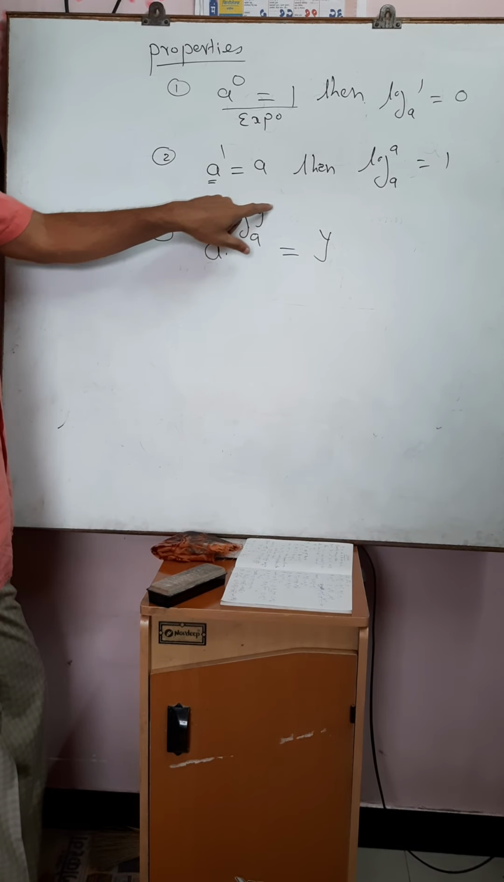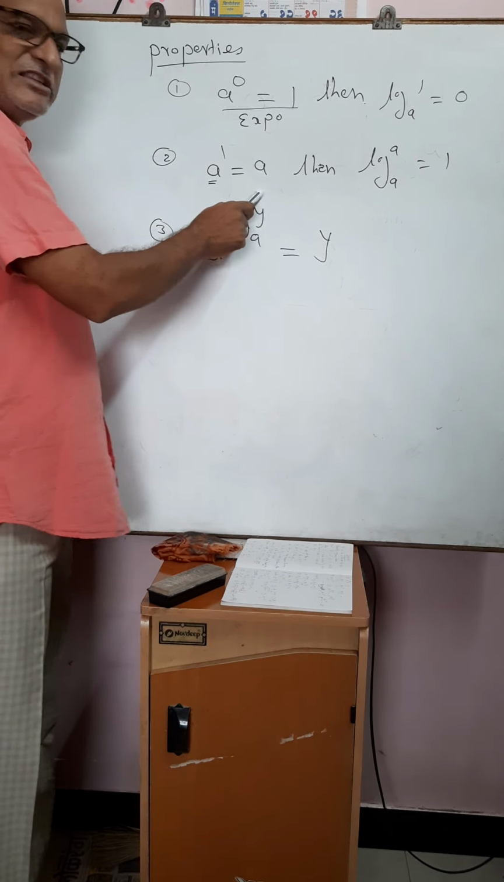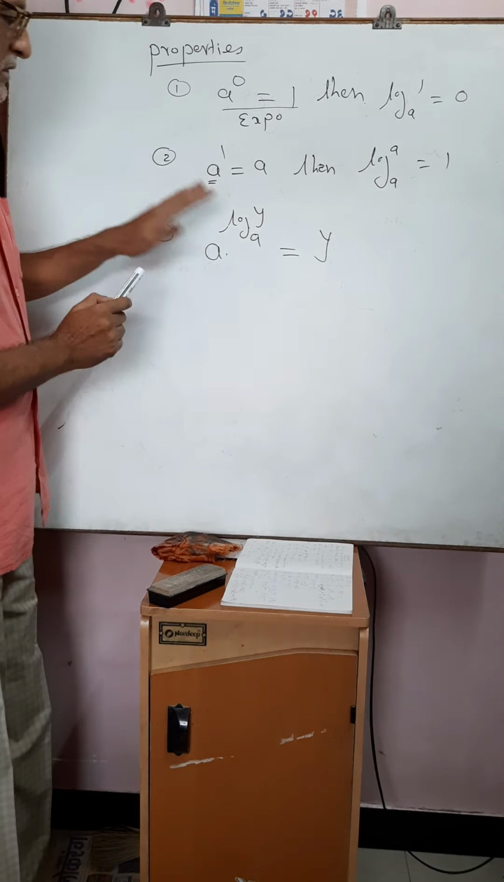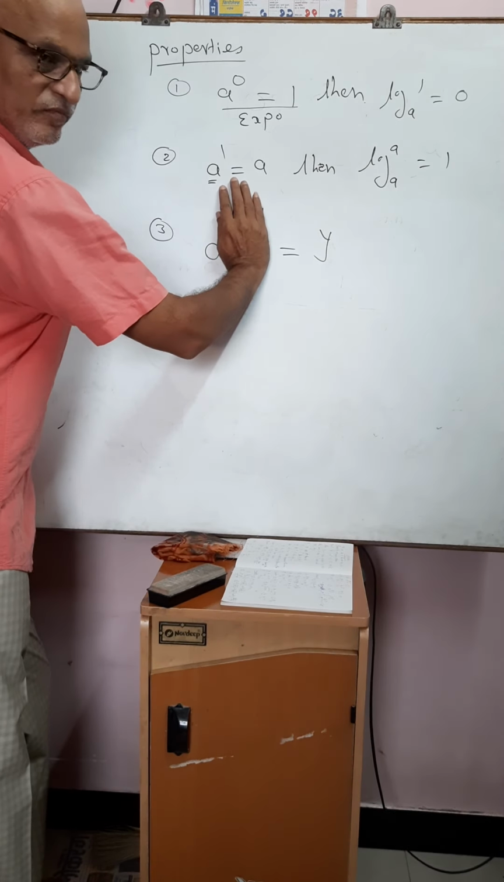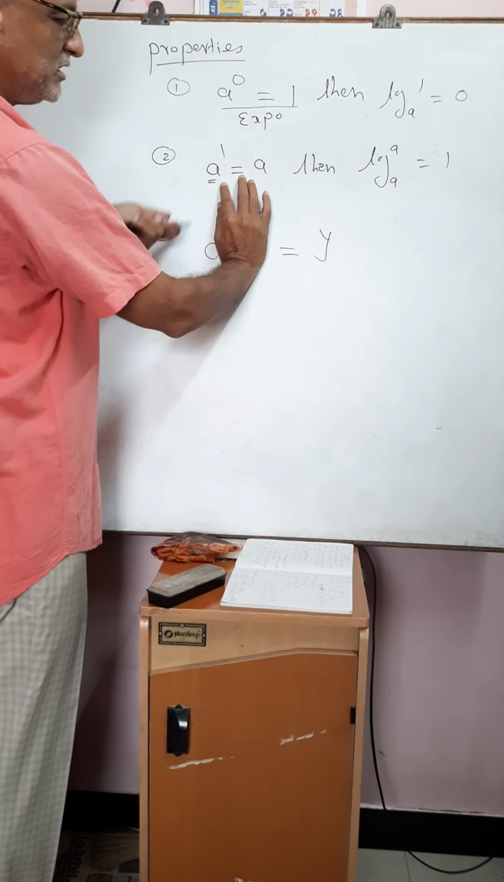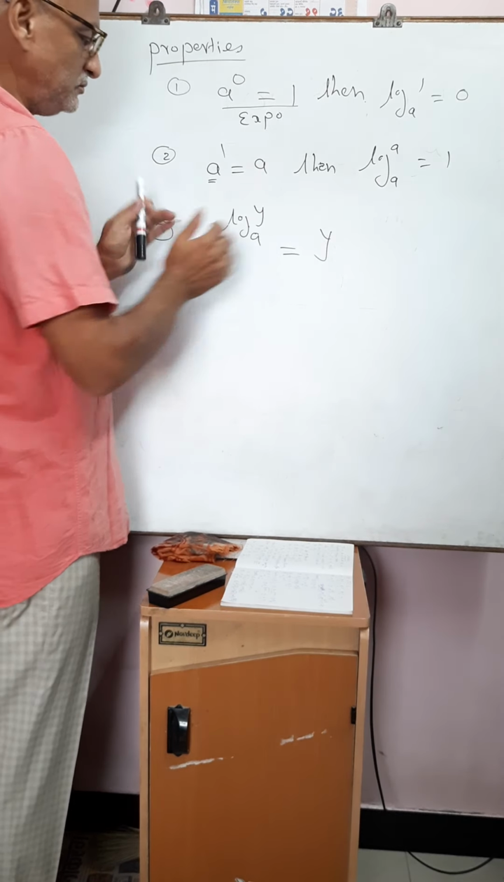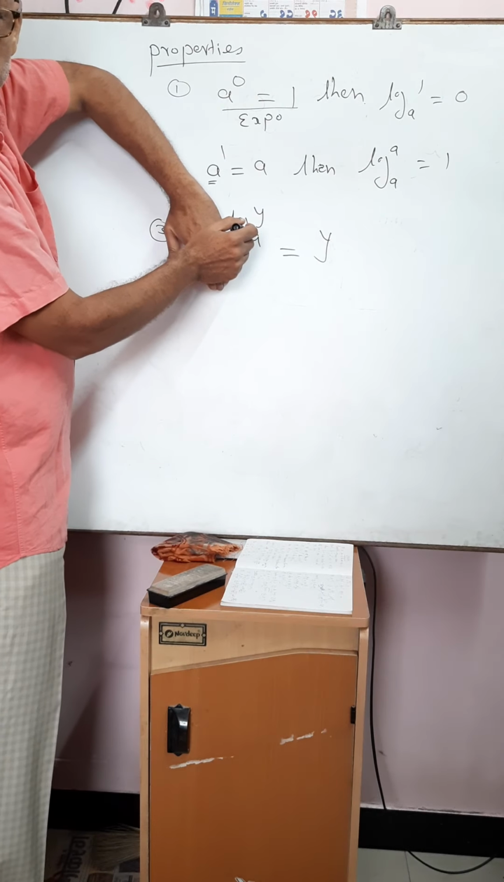A raised to log of y to the base a is equal to y. This is the combination of exponential and logarithmic. Suppose you consider log y to the base a as z, then it becomes a raised to z equals y. A raised to z is the exponential form. Now log y to the base a itself is the logarithmic form.